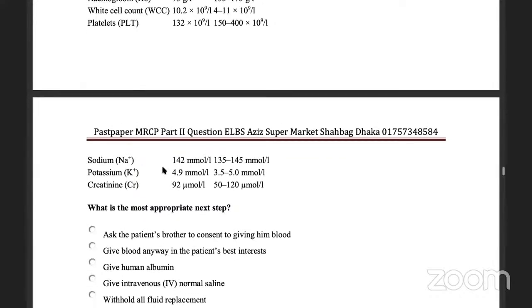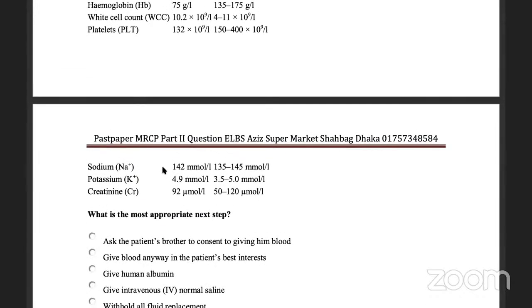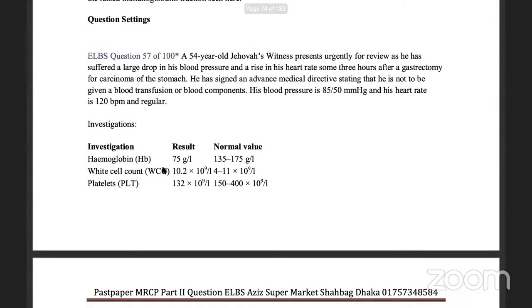What is the most appropriate next step? A 54-year-old Jehovah's Witness presents urgently for review as he has suffered a large drop in his BP and a rise in his heart rate some 3 hours after a gastrectomy for carcinoma of the stomach. He has signed an advance medical directive stating that he is not to be given a blood transfusion or blood components. His blood pressure is 85/70, heart rate 120 regular. Hemoglobin is now 75, and platelets are low.